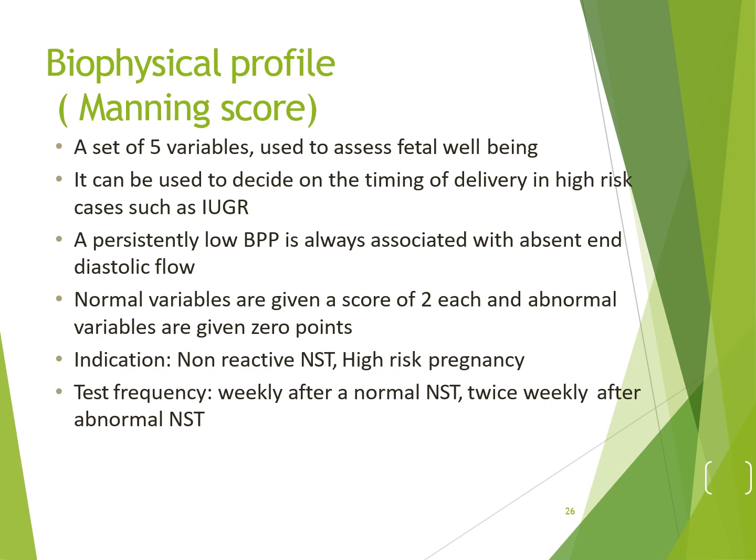Normal variables are given a score. We are assessing 5 variables over here, and if the variable is normal, we give 2, and if it is abnormal, we give 0. The indication for this Manning score is in the case of non-reactive NST and in the case of higher risk pregnancies. As for test frequency, we can do it weekly after a normal NST, and if the NST is not normal, we can do it twice a week.